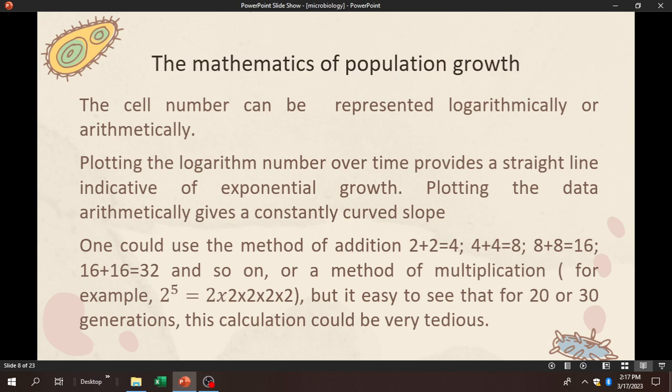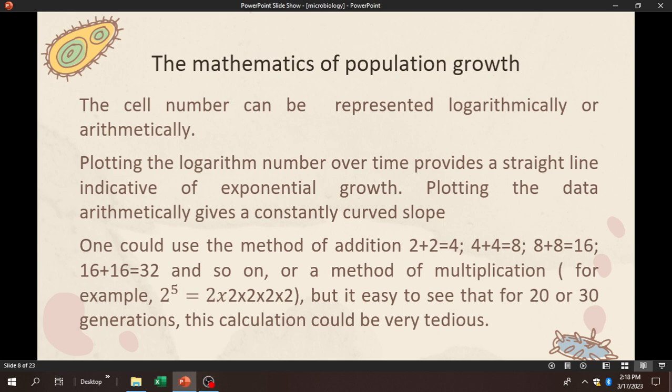In general, logarithmic graphs are preferred because an accurate cell number is easier to read, especially during early growth phases. Predicting the number of cells that will arise during a long growth period, yielding millions of cells, is based on a relatively simple concept. One could use the method of addition: 2 plus 2 equals 4, 4 plus 4 equals 8, 8 plus 8 equals 16, 16 plus 16 equals 32, and so on, or a method of multiplication. For example, 2 raised to 5 is equal to 2 times 2 times 2 times 2 times 2. But it is easy to see that for 20 or 30 generations, this calculation could be very long.